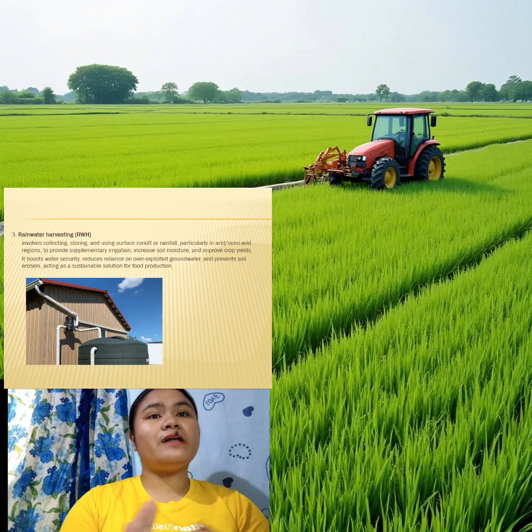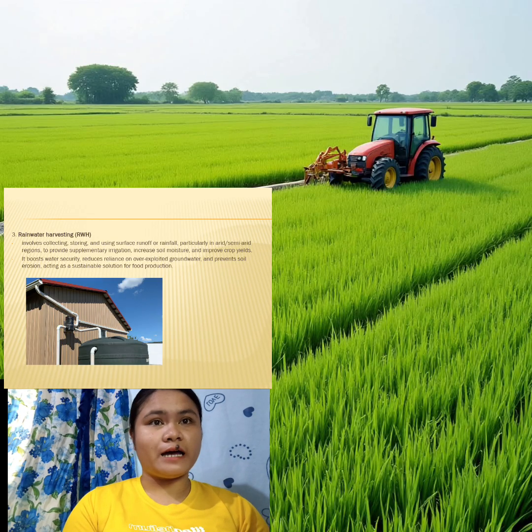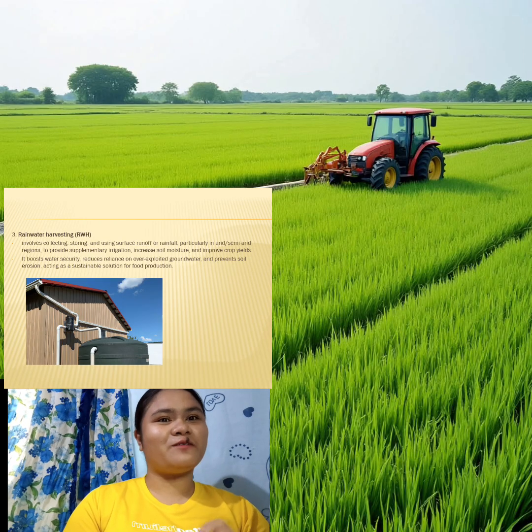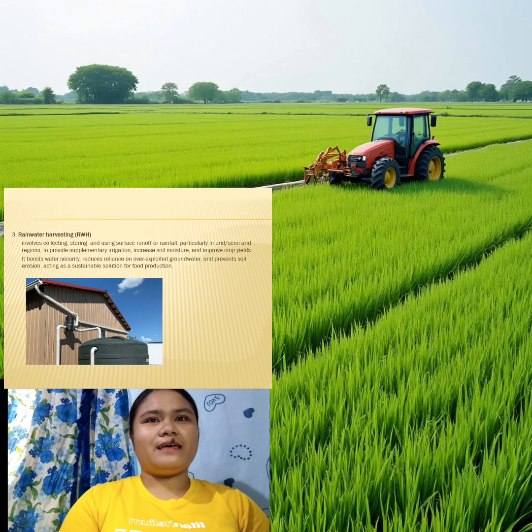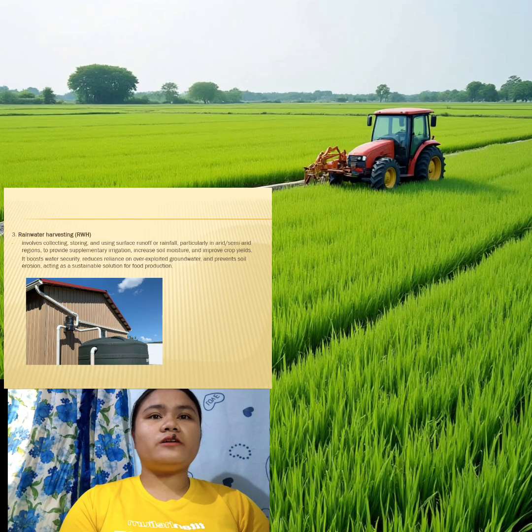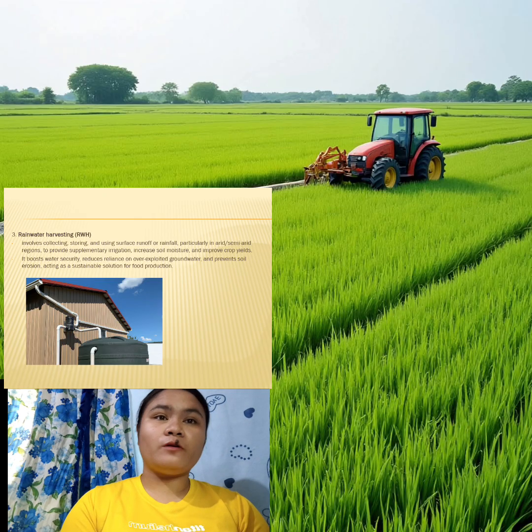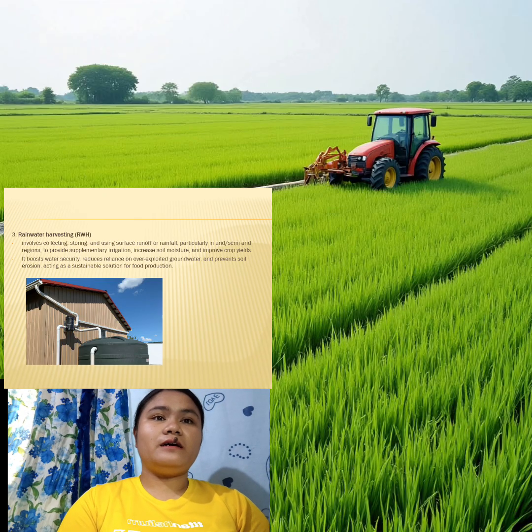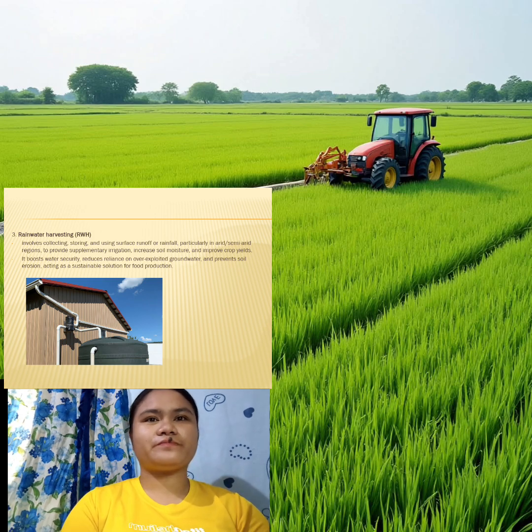Farmers collect rain when it is abundant and store it for times of scarcity. In upland farming areas in the Philippines, especially in the Visayas and Mindanao, rainwater harvesting systems like rooftop collection tanks and earthen catchment ponds are already being used.